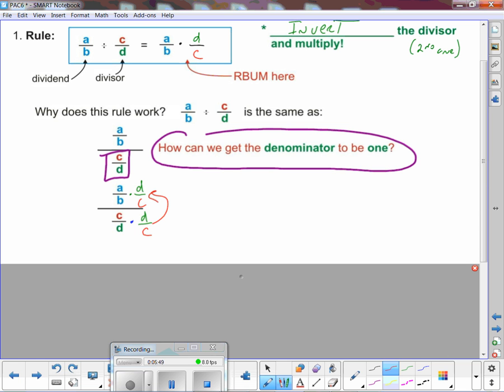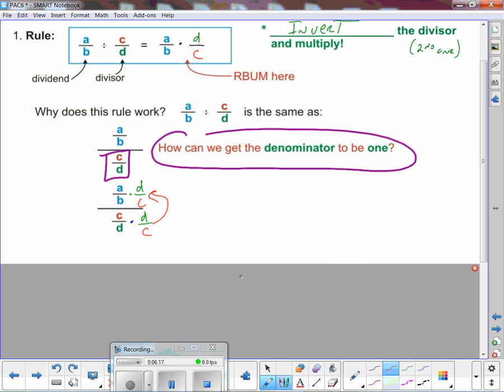So I multiplied the bottom by D over C, but I also multiplied the top by D over C. Isn't that one? You should think so. If you don't, you're not quite understanding, but it is. What's 5 divided by 5? 1. What's 8 divided by 8? 1. What's x divided by x? 1. What's d divided by c divided by d divided by c? 1.